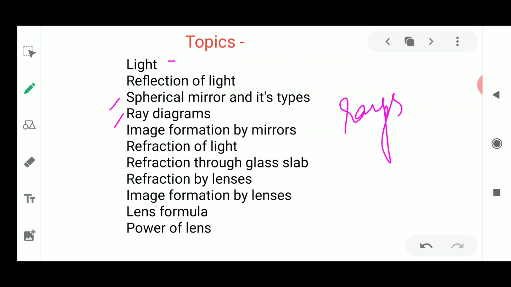Next we will see the image formation by the mirrors, then refraction of light will be the next topic. After that we are going to see the refraction through the glass slab. Then refraction of the light with the help of lenses, and different types of lenses also we are going to study. Just as spherical mirrors have curved surfaces, lenses also have curved surfaces. Then we go on to the next topic, the lens formula, and the last topic will be the power of lens. So these many topics are to be discussed in total in this lesson.